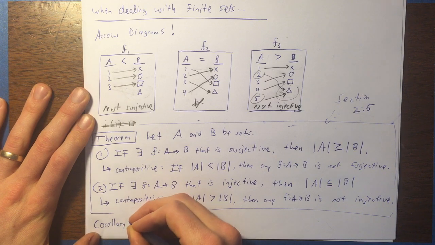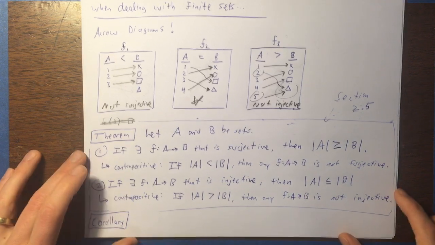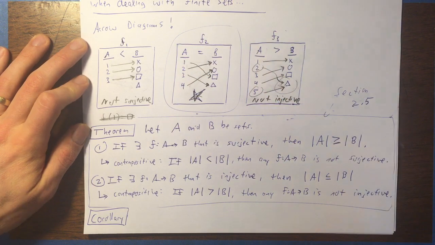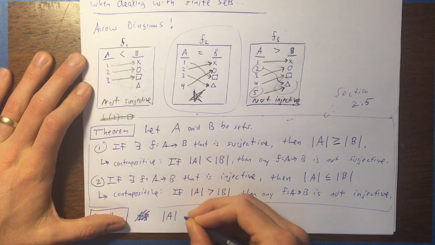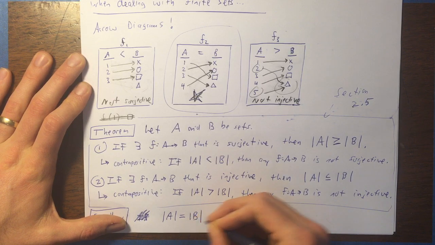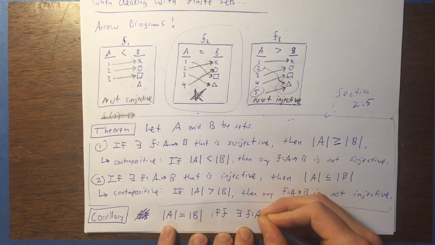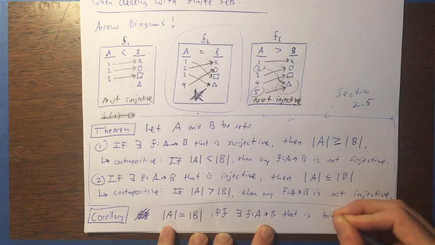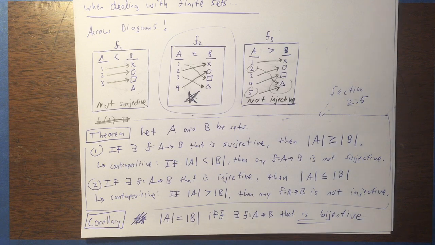A corollary that follows right after this theorem, an immediate consequence of it, has to do with this special situation here in the middle: the cardinalities of A and B are equal if and only if there exists a function f from A to B that is bijective. A bijection, remember, means that it's both injective and surjective.